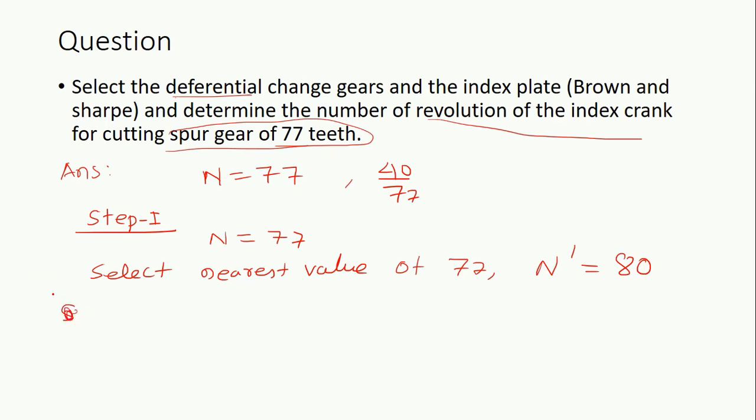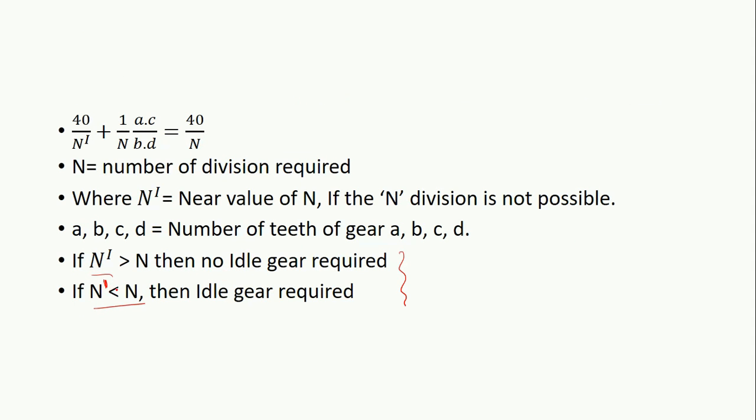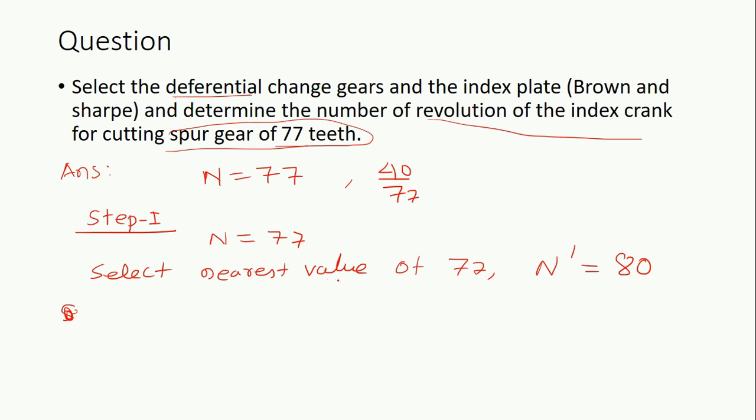Remember, as I have already explained earlier, if N prime is less than N, then an idle gear is required. If N prime is greater than N, no idle gear is required. So as N prime is greater than N, no idle gear is required.